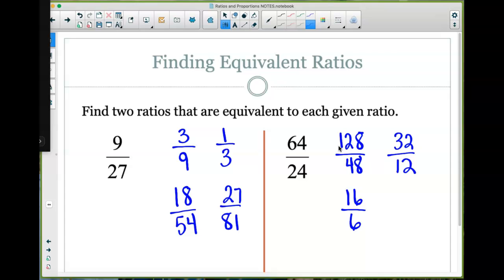Dividing by 4. So we had multiplying by 2, dividing by 2, dividing by 4. Okay, you could multiply by 10 if you wanted. Okay, I could have 640 over 240. That would be an equivalent ratio. Okay, questions on equivalent ratios? Any questions there?